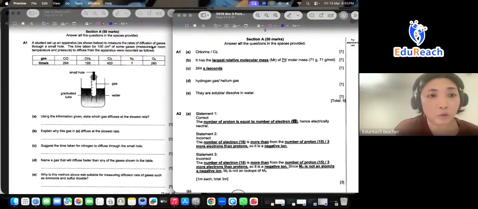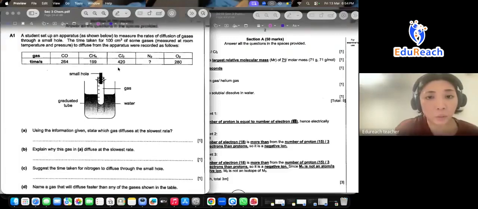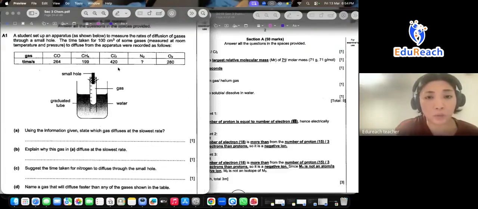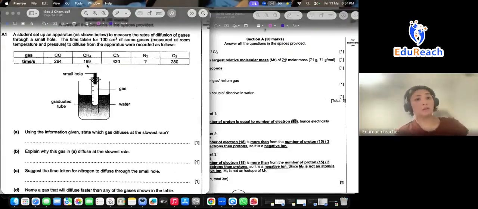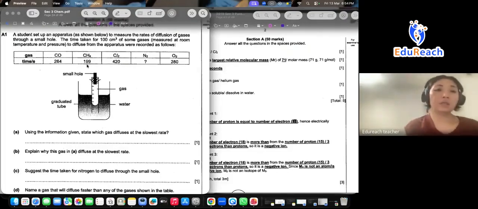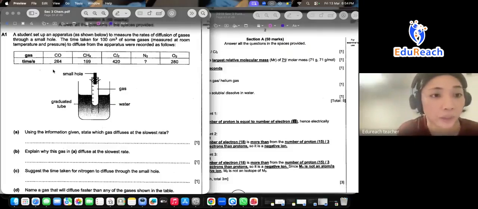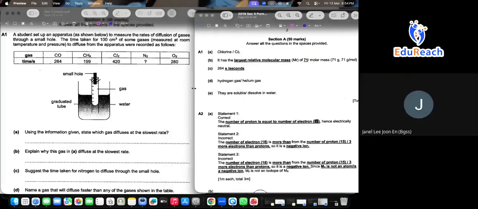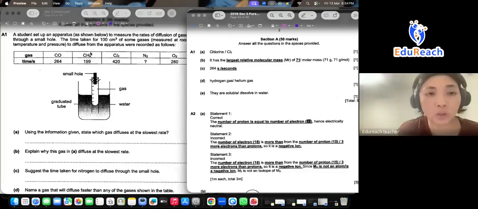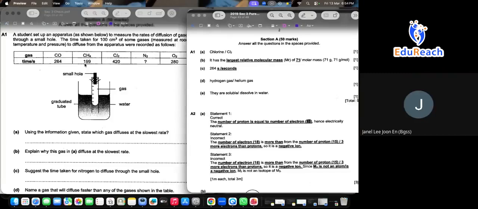Here we have the rate of diffusion of gases through a small hole. The time taken for 100 cm³ of some gases to diffuse are recorded. Based on this table, except for nitrogen, because there's a question mark, which one travels the fastest in terms of the time taken to diffuse? The CH4. Just try to register CH4 is methane. Yes, it travels the fastest because it takes 199 seconds.